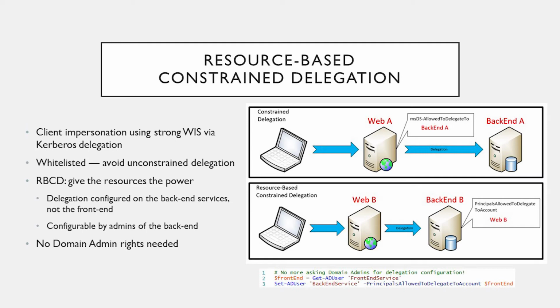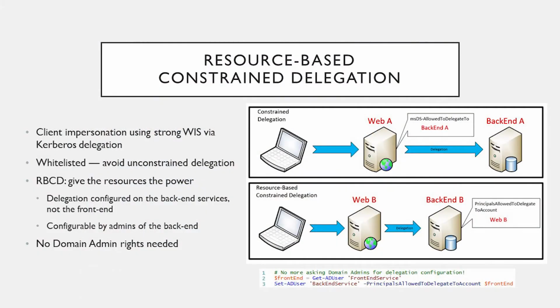An example of the difference is there on the right. You can see the top is traditional constrained delegation, where there's actually a property you set in Active Directory on the front-end service. In this case, the example is a web server that says it's allowed to delegate to the back end. In resource-based constrained delegation, you set a property on the back end that says this service is allowed to delegate to me. This has a few benefits.